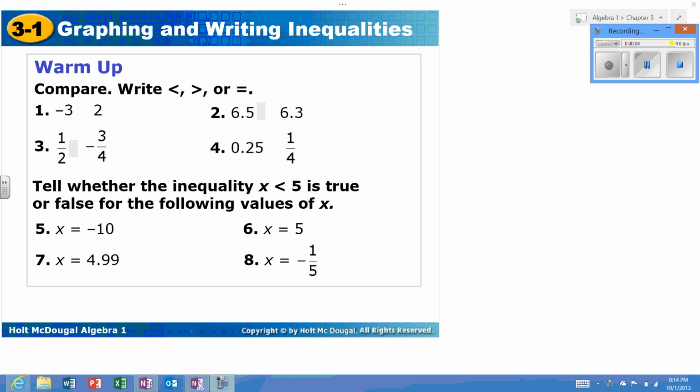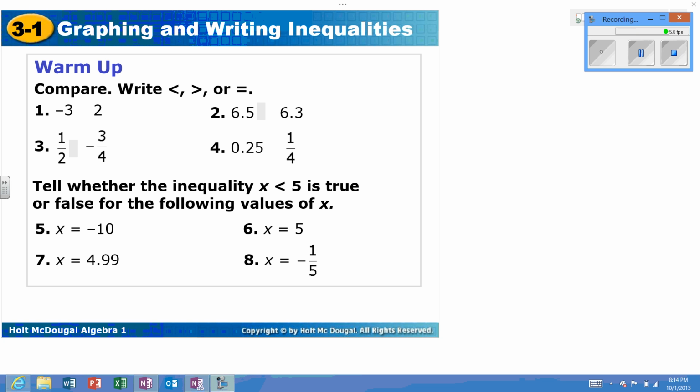Okay, so today we're going to look at graphing and writing inequalities. So to warm up, let's review what we already know. For number one, we need to see if -3 is less than, greater than, or equal to 2. Well, we know that negative numbers are always less than positive numbers. So -3 is going to be less than 2.